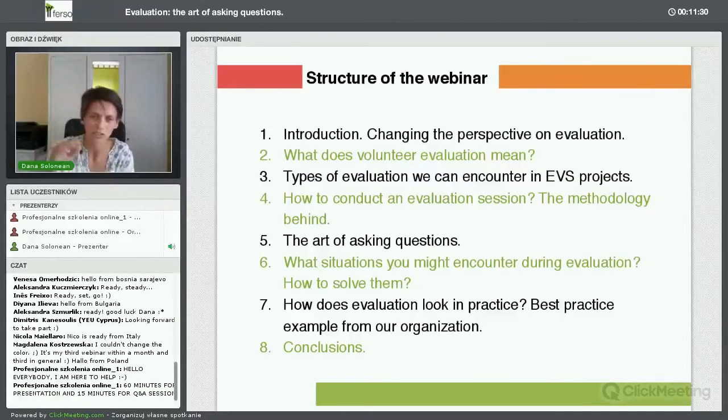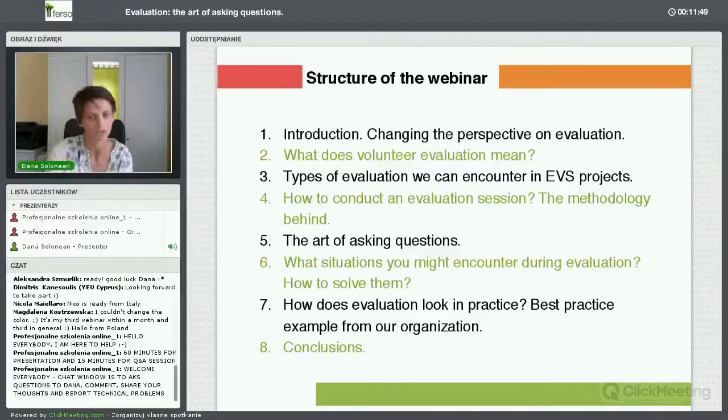Then going a bit further into the methodology, I will focus on asking questions. The title of the webinar indicates this is my input on evaluation. I see evaluation as an important dialogue, a meeting, and a way to ask questions. So we will focus on how we address proper questions. Then you address the question and you have some answers. What do you do with these answers? We will discuss evaluation findings and how to find solutions for what we discovered during evaluation. I wouldn't call them problems.